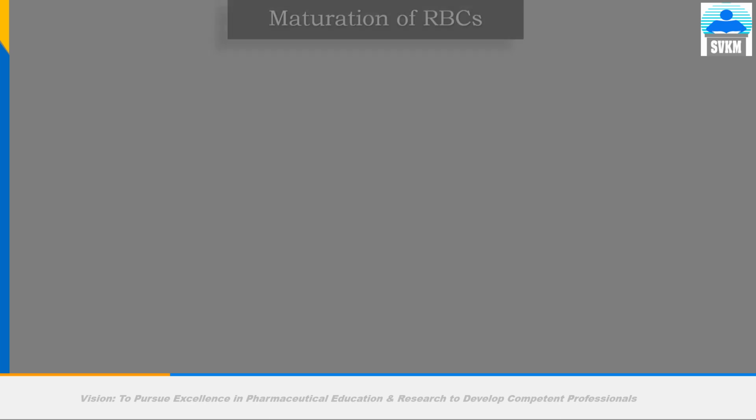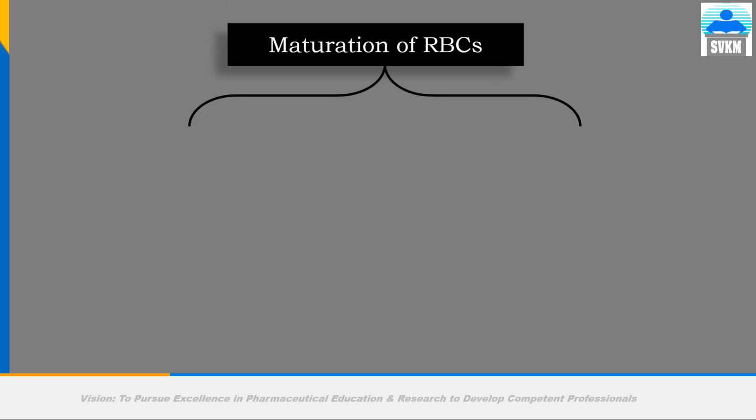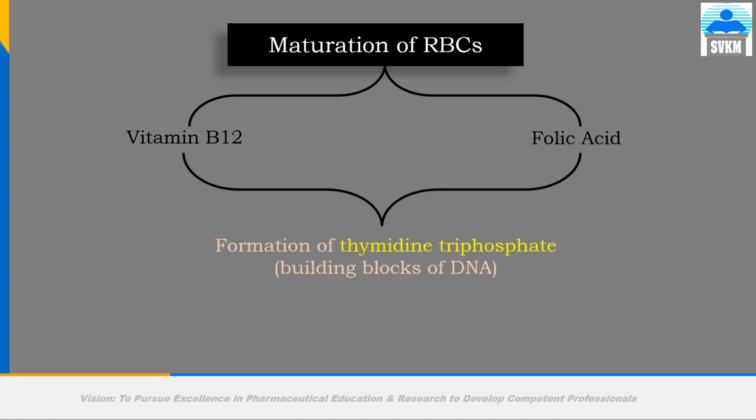Now the maturation of the RBC. For the maturation of RBC, there are two essential vitamins. One is vitamin B12 and the second one is folic acid. Both are essential for the synthesis of DNA, that is, the formation of thymidine triphosphate, which is considered a building block of DNA.